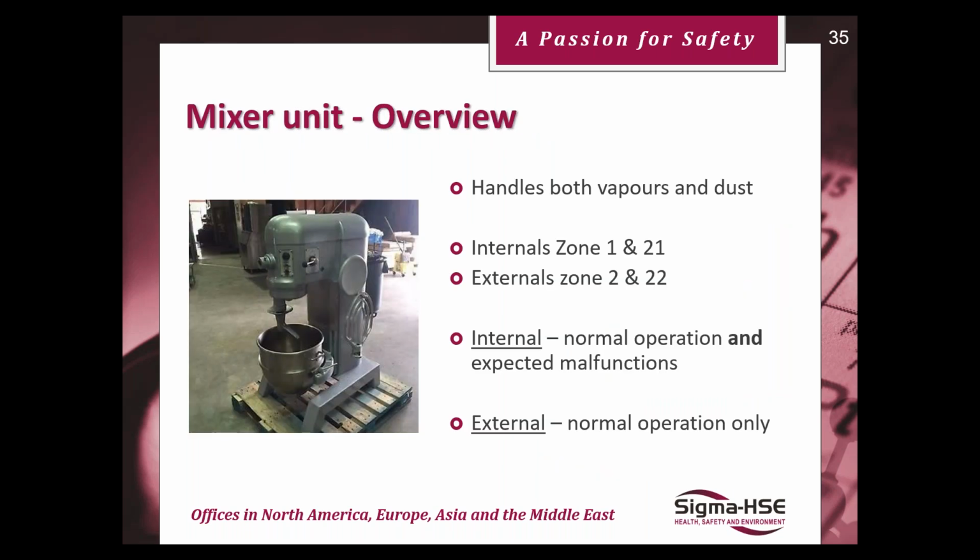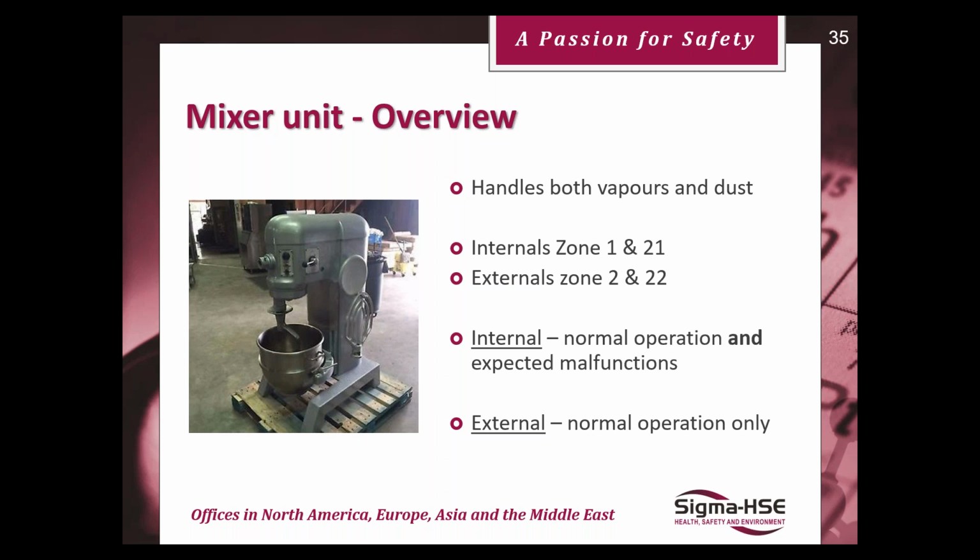So here's that first example. Here is a planetary top-mounted mixer unit. It's on a wooden pallet. It's open-ended, and I think, yes, it handles both vapors and dust. And it has these zones: zone 1 and 21, zone 2 and 22 external. So that's basically category 2 within the bowl, where the mixer blade contacts the bowl, and category 3 on the outside. So that's vapors and dust.